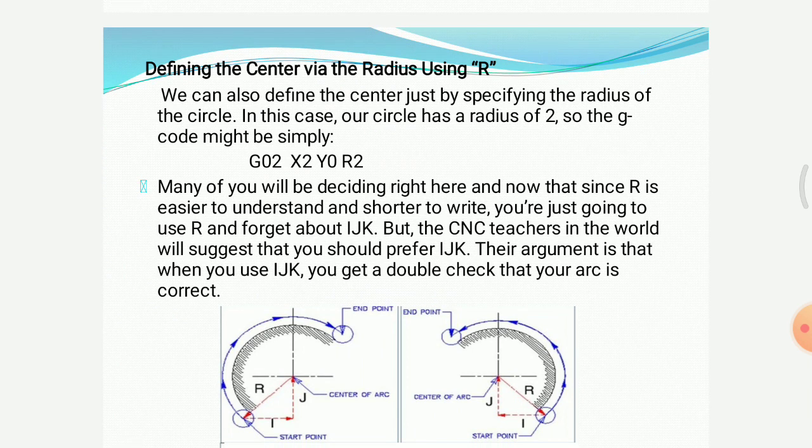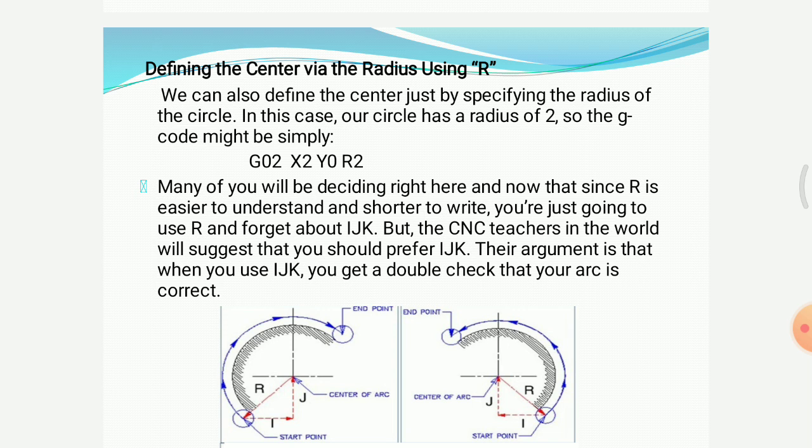Now, defining the center using the radius. We can also define the center of the arc by using the radius. It is an easier method, but we can also make use of the coordinates I and J for more accuracy. Now let us see how we can define the center via the radius.